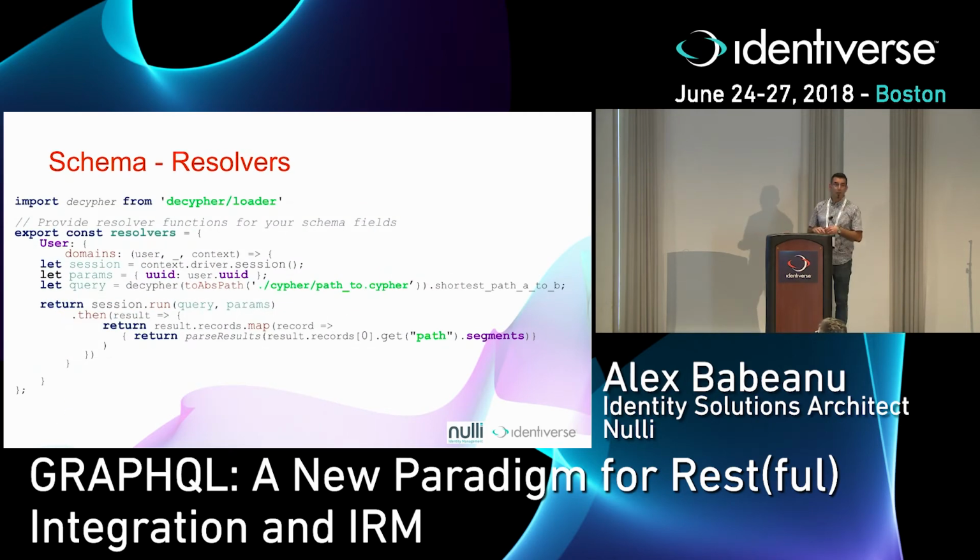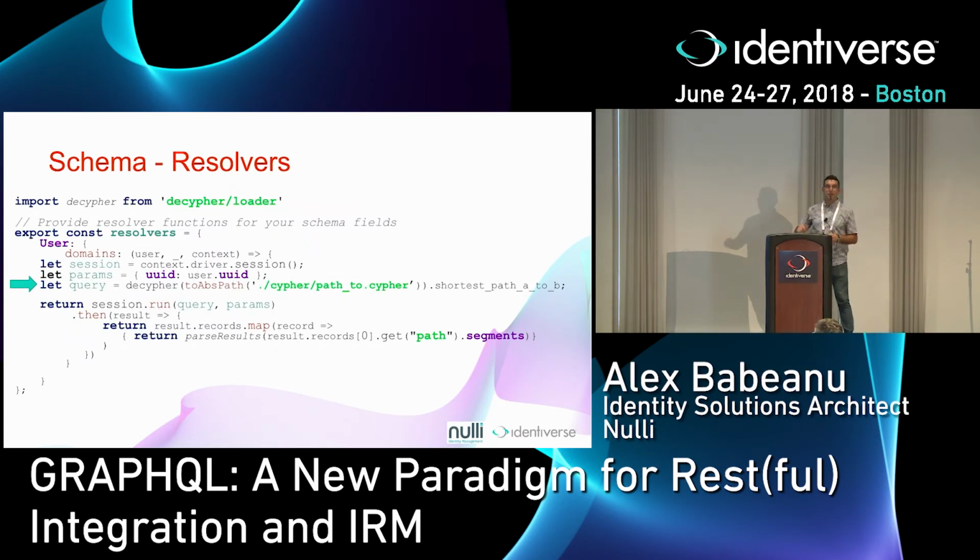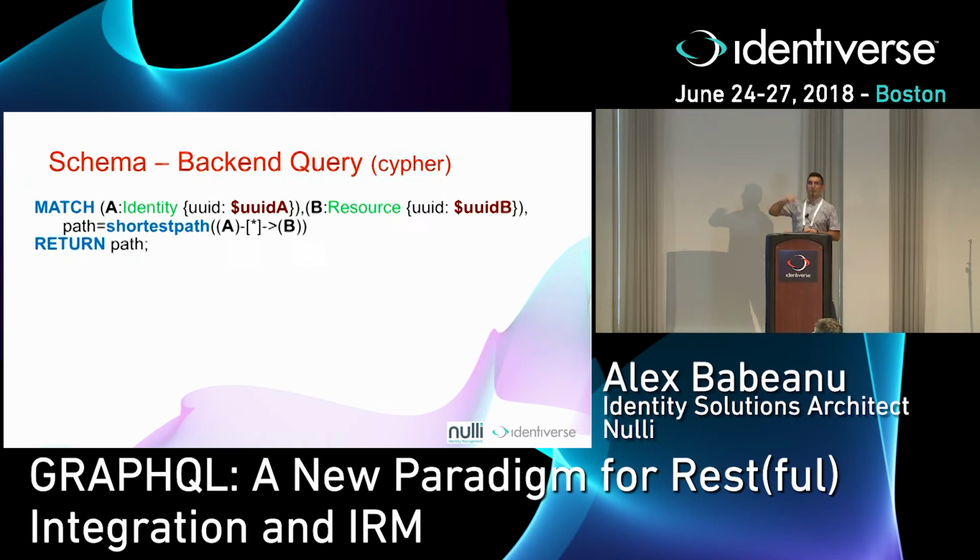Once we're done with the schema, we need to implement the resolvers, which are the code implementations of our schema. For example, here we have the resolver for our path A to B query. The important piece in here is that little line in the middle. What that does is it reads a Cypher query from file and runs the query against a graph database, and it returns the data. The rest is just plumbing, really.